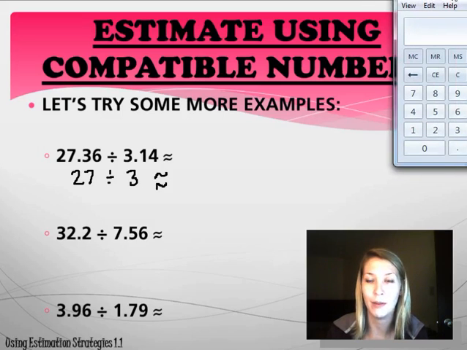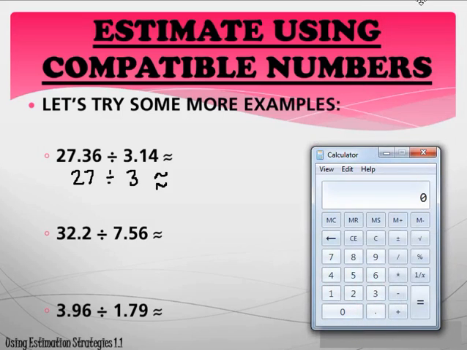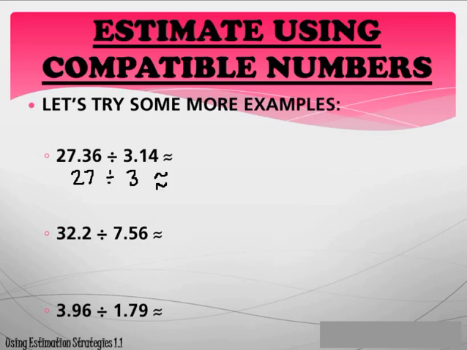27 divided by 3. Let's pull this up over here. There you go, 9. So when we use compatible numbers for that, we can figure out approximately what that would be. Go ahead and solve these other two on your own using compatible numbers.